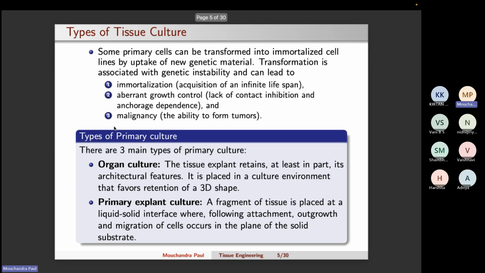The main difference between these three types of culture is this. Suppose you have taken out a small section of a tissue from an animal body and you allow that tissue to adhere on a cell-friendly substrate on which cell growth is supported. You allow that whole tissue to adhere on that substrate, and over time the tissue starts flourishing. It receives nutrients and shows the desired effects that you want.